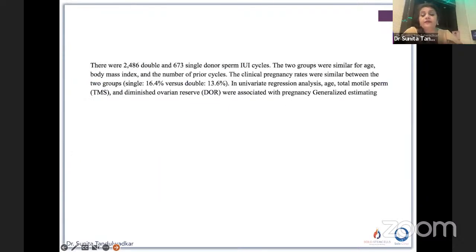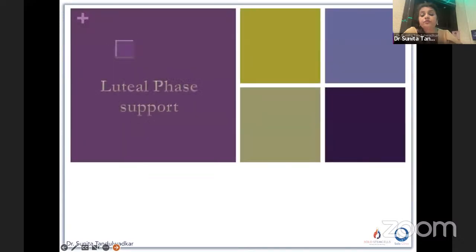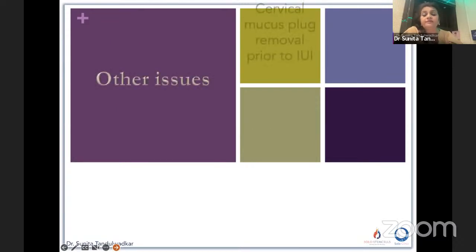Single versus double insemination, as I told you already, the rates are similar and larger data is needed to demonstrate whether you can do it double or single. Luteal phase, I'm going to cover as a separate topic, which will be on the second Monday of next month, that is on 12th December. We will be talking extensively about the luteal phase.